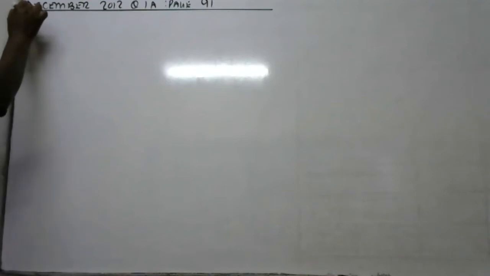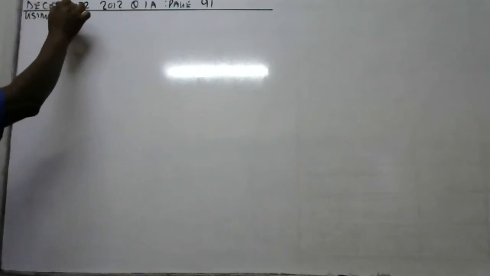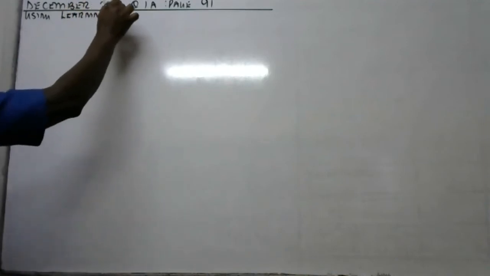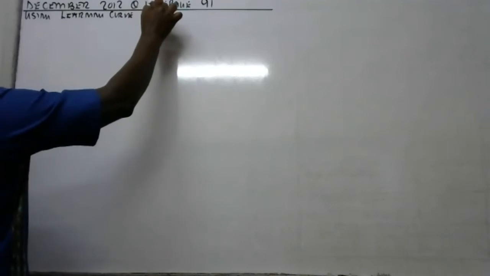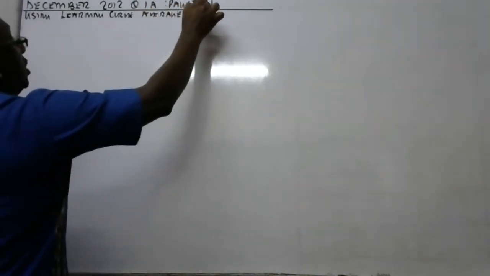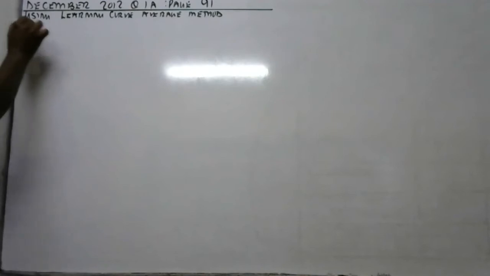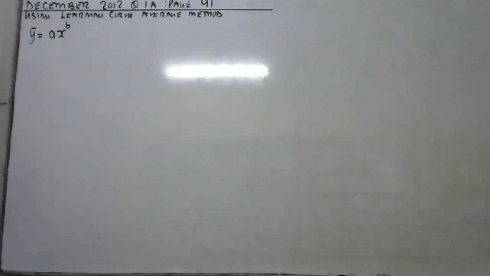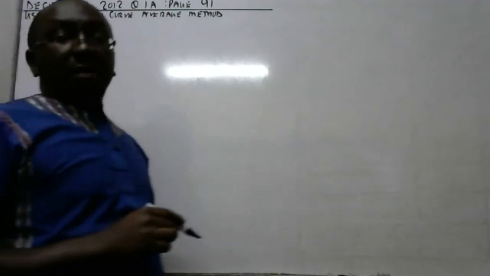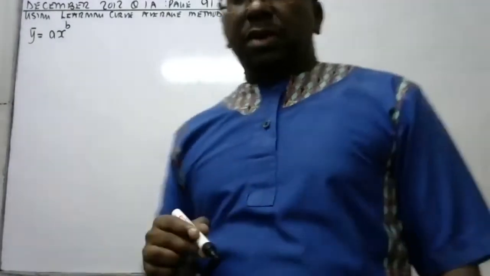Thank you. That's good. Now, when you're told to use the average direct labor, you will say using learning curve average method. We first of all write the formula. As I told you, the formula is y bar is equals to ax raised to power b.